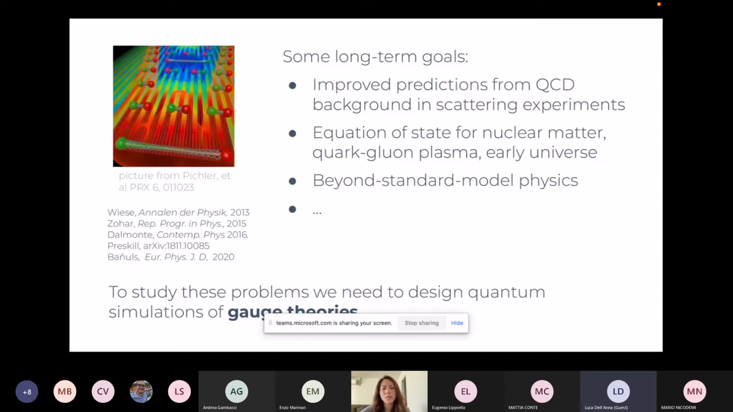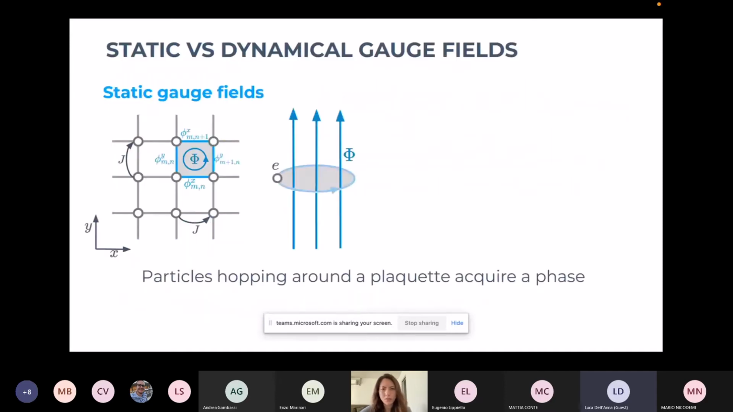And so what do we mean by a gauge theory? There are typically two ways one can think of gauge fields. One case is the case of static gauge fields. So here, if you have, for example, some particle that hops on a two-dimensional lattice, if the hopping is complex, it can happen that when your particle hops around the plaquette, it will acquire a phase. And if this happens, then you can think of this phase as the effect of a magnetic flux that threads the plaquette. So this is like a gauge field.